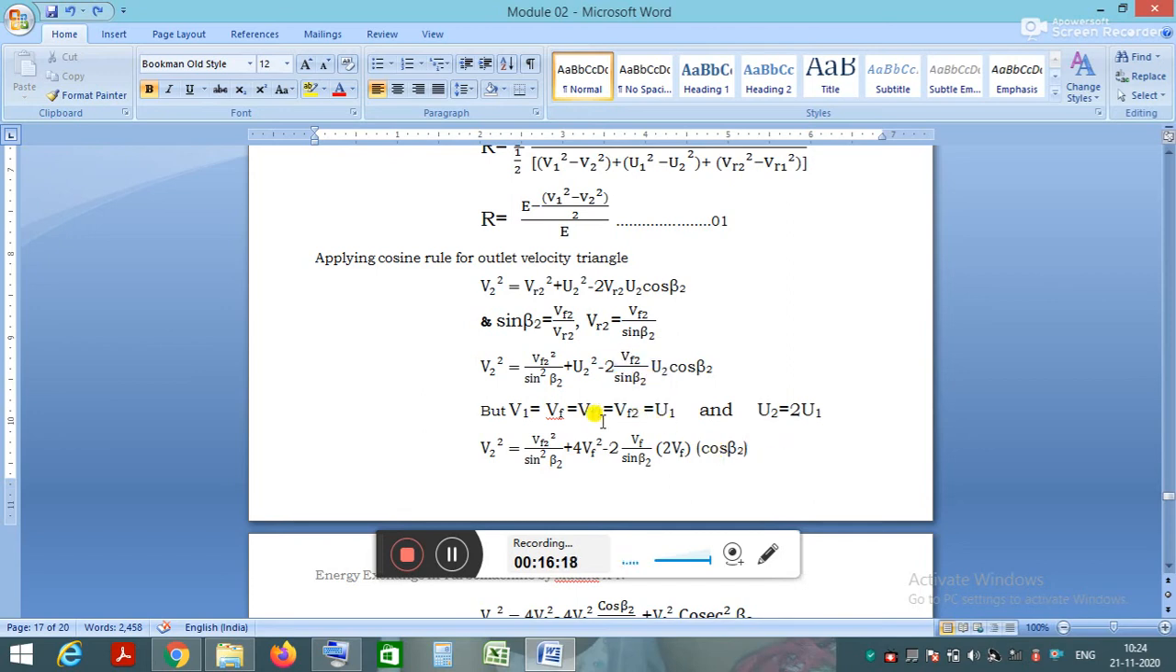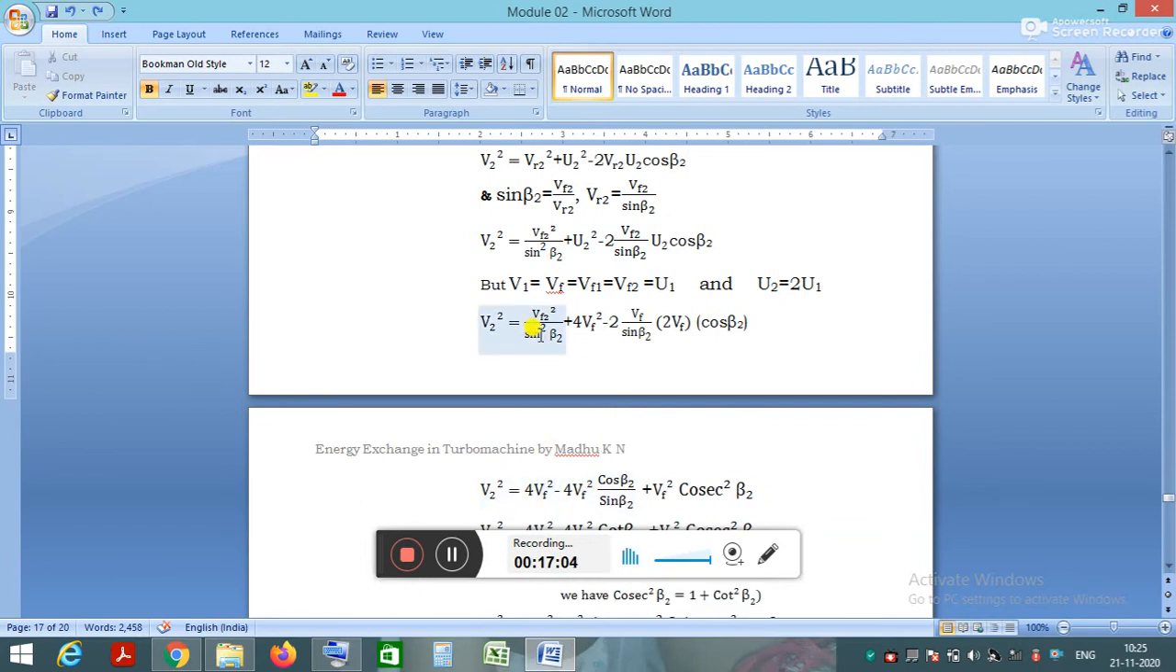And Vf2 equals Vf, which is equal to U1. And also we know that U2 equals 2 into U1, which in turn can be written as U2 equals 2 into Vf2 or 2 into Vf, because the flow velocity, the radial component of the velocity, remains constant in case of radial flow turbo machines. Therefore U2 square equals 2Vf whole square, which equals 4 Vf square. Here also U2 is replaced by 2 Vf.